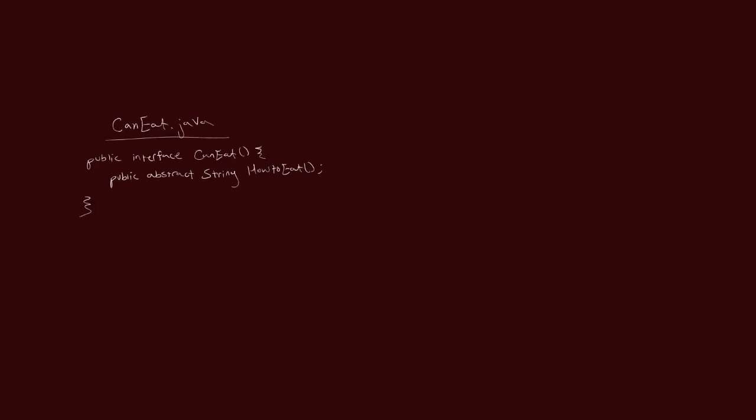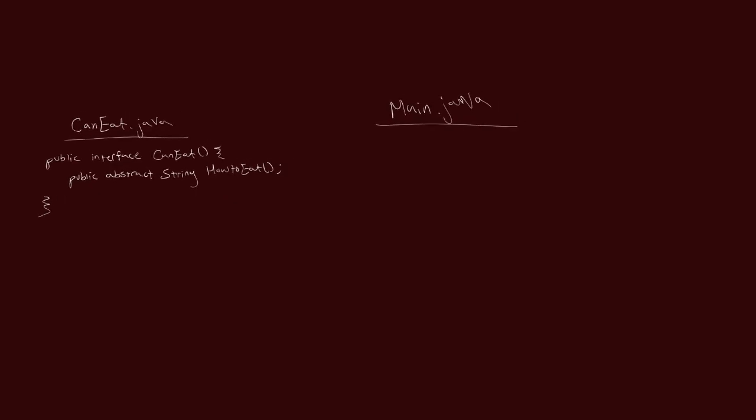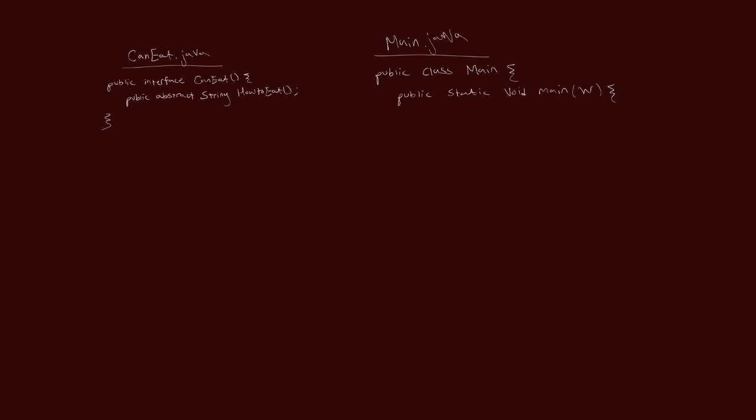So now we're going to go to another file, Main.java. So we do public class Main, public static void main. Okay, so we'll put stuff inside this later on, so we'll just leave this empty for now.